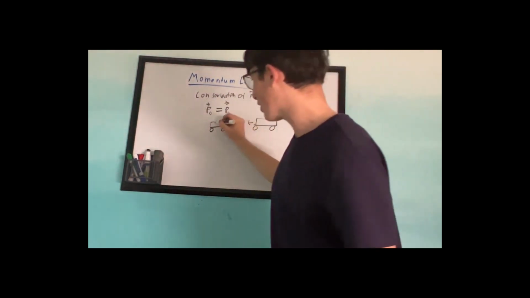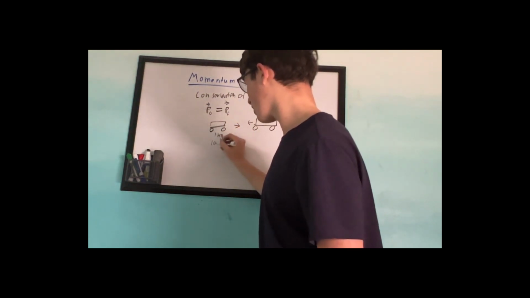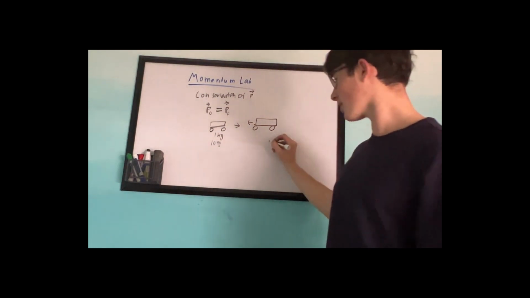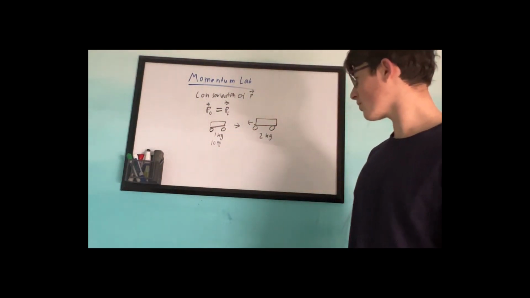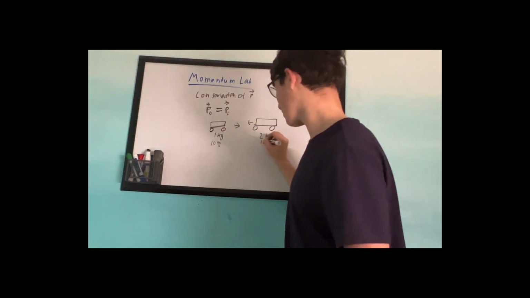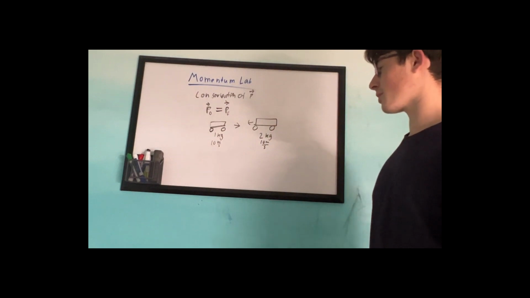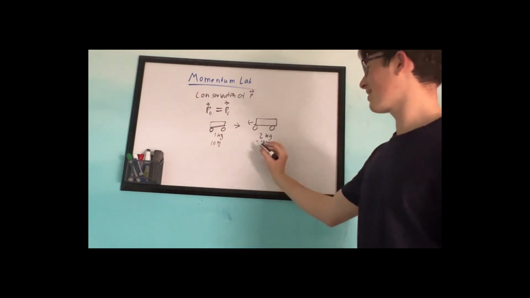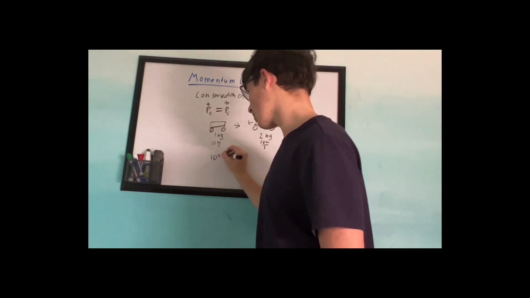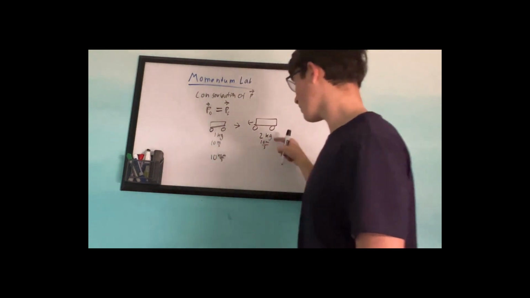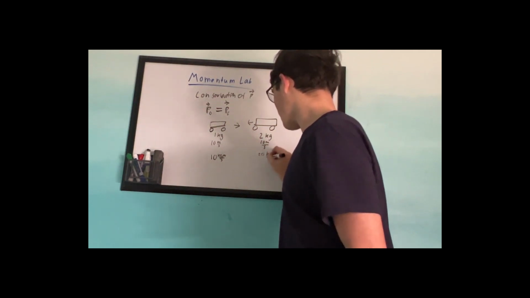This first car is going to have 1 kilogram, and it's going to be at 10 meters per second. The second car is going to have 2 kilograms and move at, let's say, also 10 meters per second. First, we're going to check the momentum of each one. This one has 10 kilogram meters per second. This one has 20 kilogram meters per second.